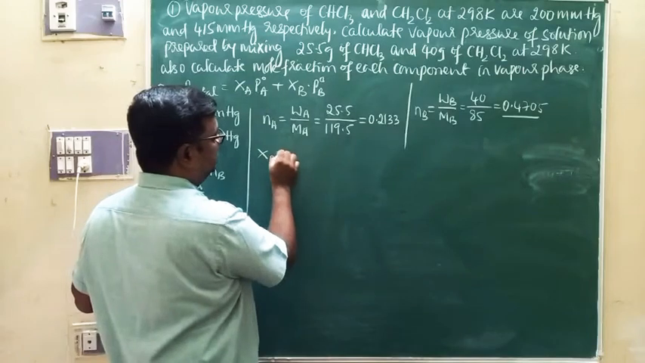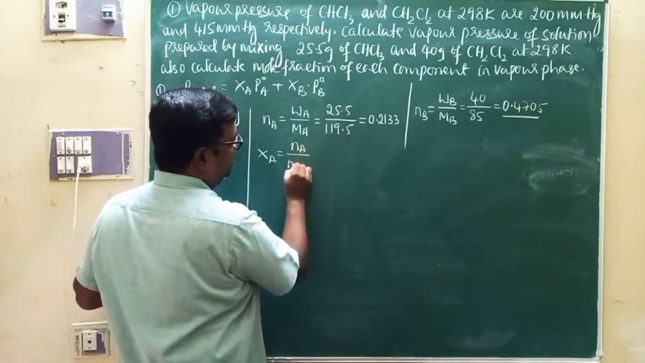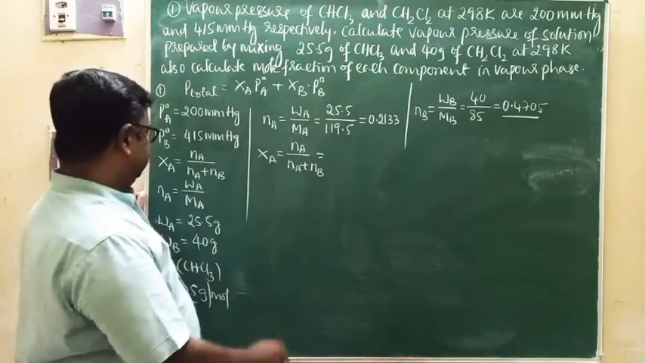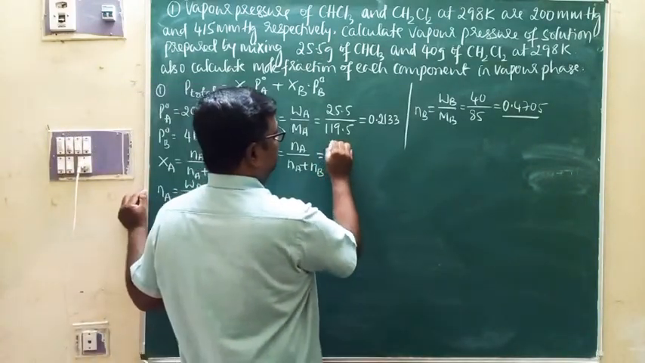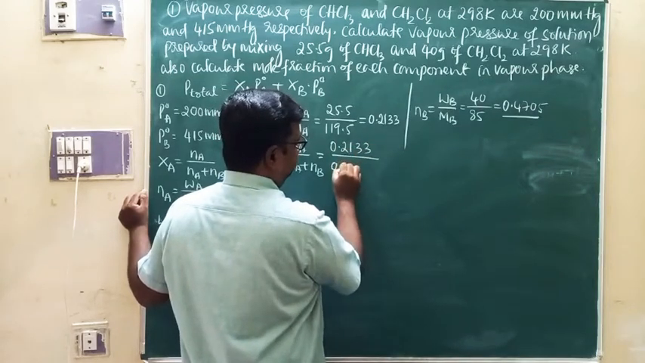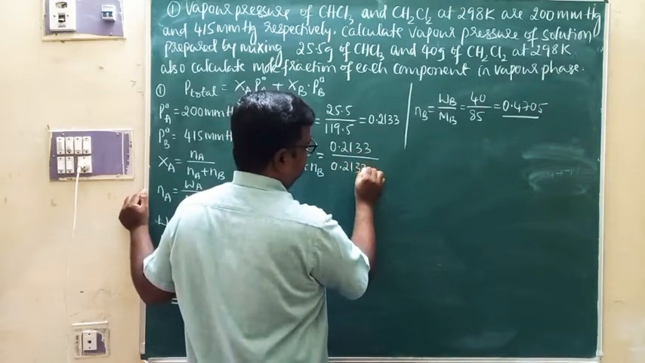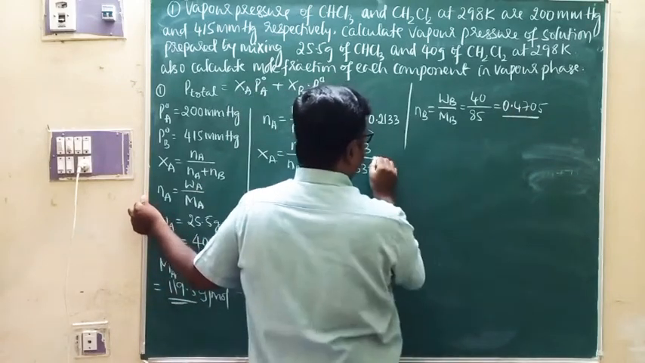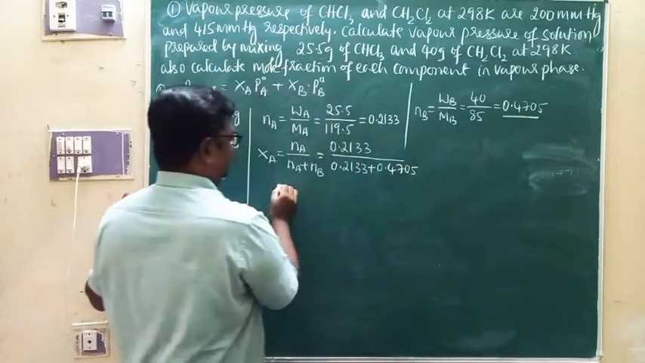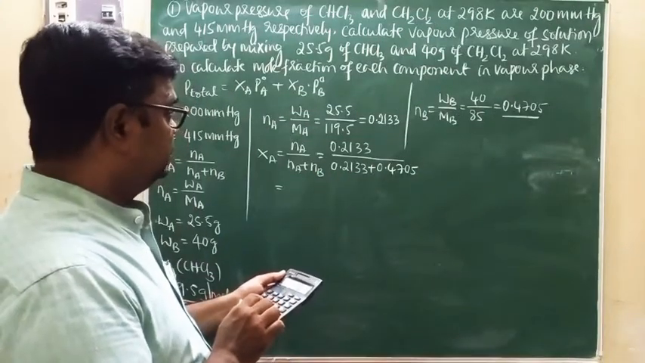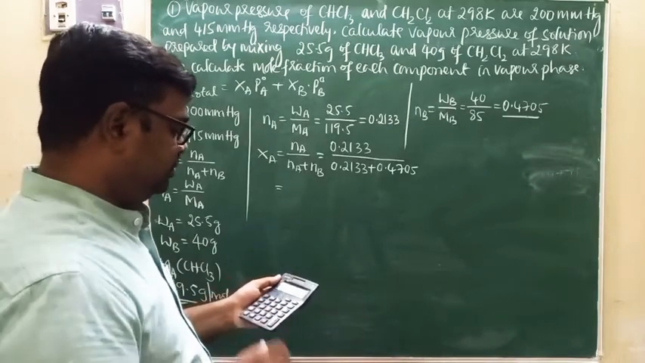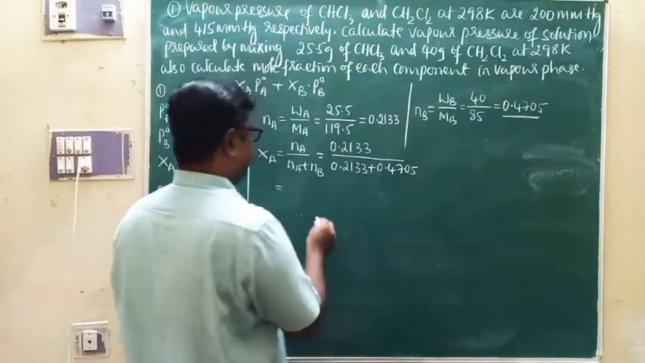Mole fraction of A is equal to Na divided by Na plus Nb. Na is 0.2133, so 0.2133 divided by 0.2133 plus Nb, which is 0.4705. It comes out to be 0.6838.